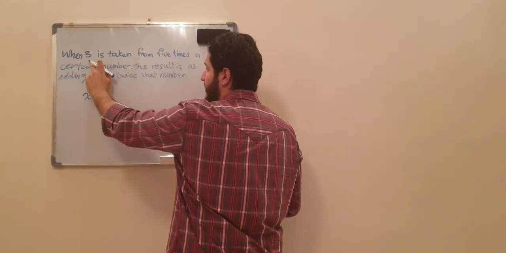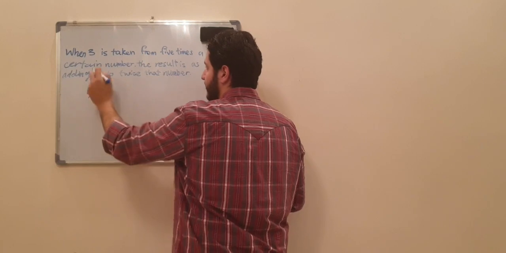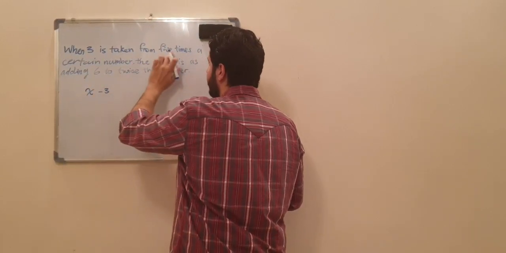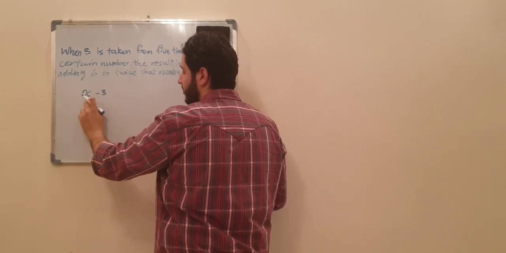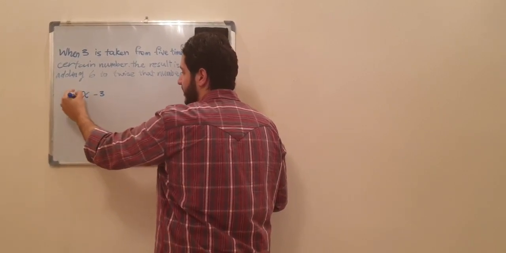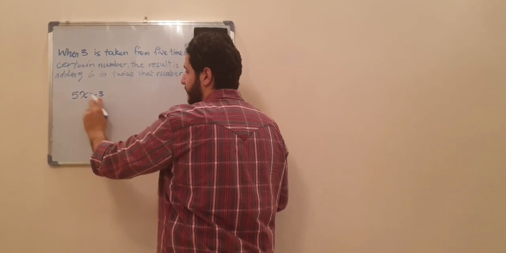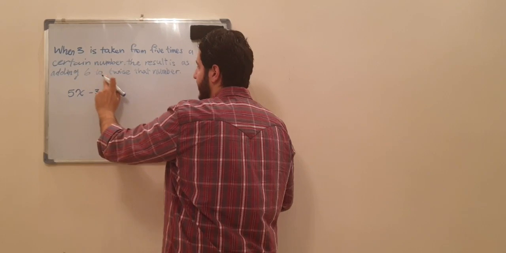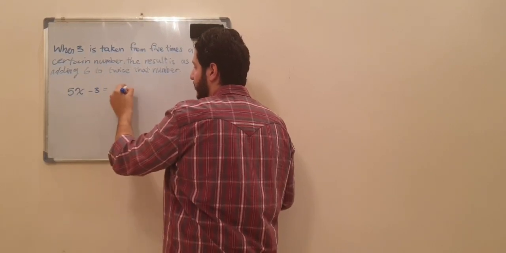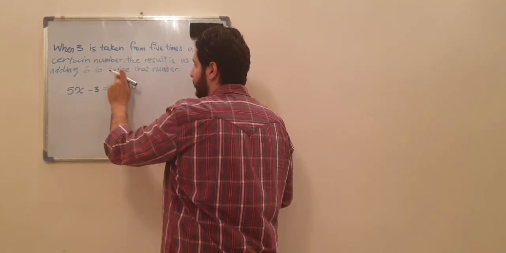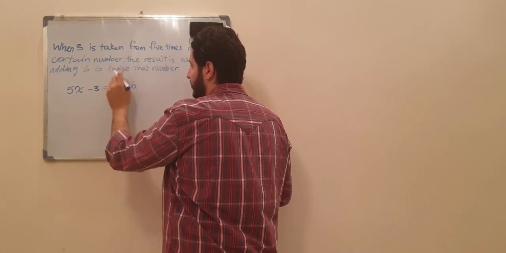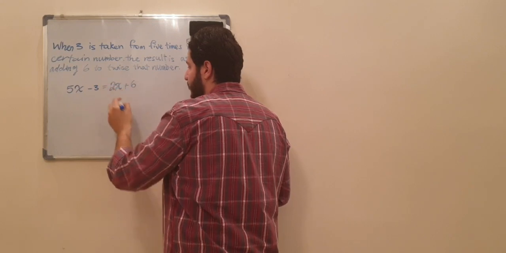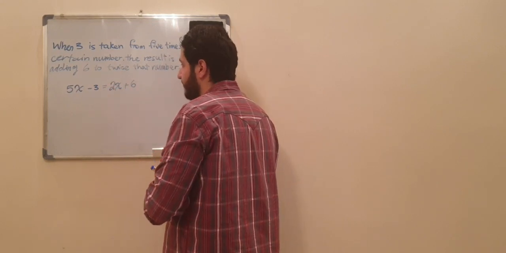Now, the statement says when 3 is taken, so I'm going to subtract 3 from 5 times a certain number. So not only the certain number itself, but you need to multiply it by 5 first. And then the other side of the equation, the result, is adding 6. So I'm going to add 6 to what? To twice that number. So it's not the number itself again, it's twice that number. So it's 2x. You need to double it.